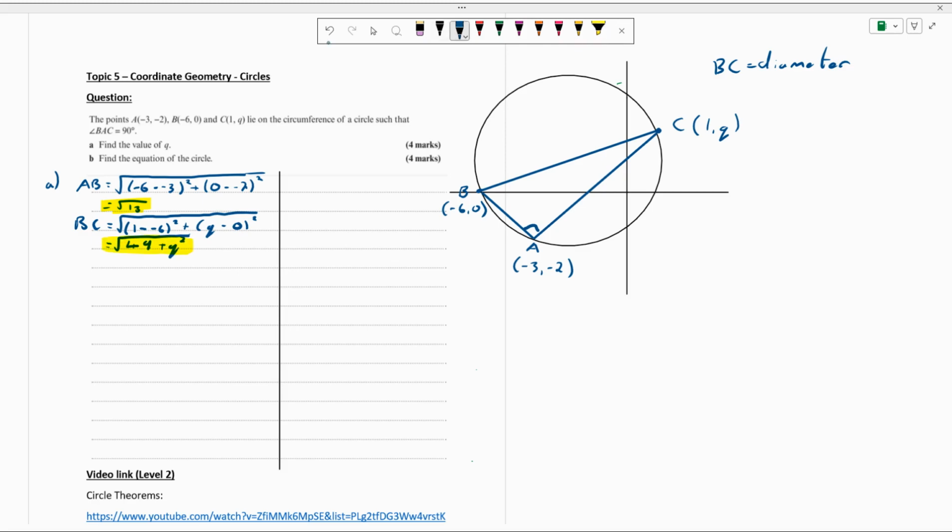Okay, we should see something really nice happen in a moment with all these roots, because they're not looking very nice at the moment. And the only other length I need to find is AC. And again, I'm just going to go into my formula. So I'm going to have 1 minus -3, and then that's squared, plus, I'm going to have Q minus -2 squared.